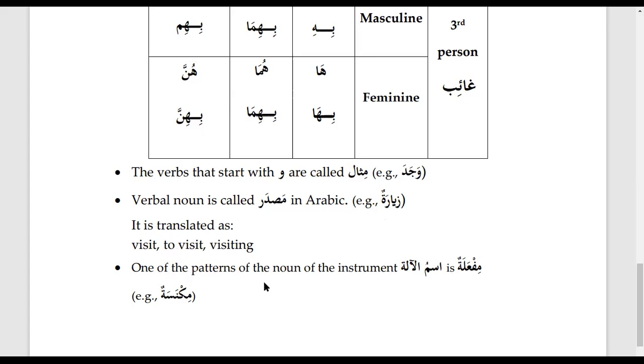And one of the patterns of the noun of the instrument, ismul ala, is mif'alatun. So one of the patterns of ismul ala is mif'alatun. For example, in this lesson, we will learn miknasatun. Miknasatun means a broom. So ismul ala means noun of the instrument.